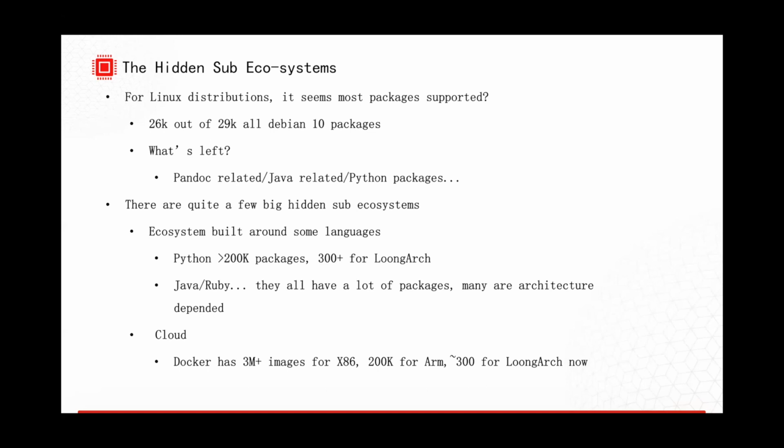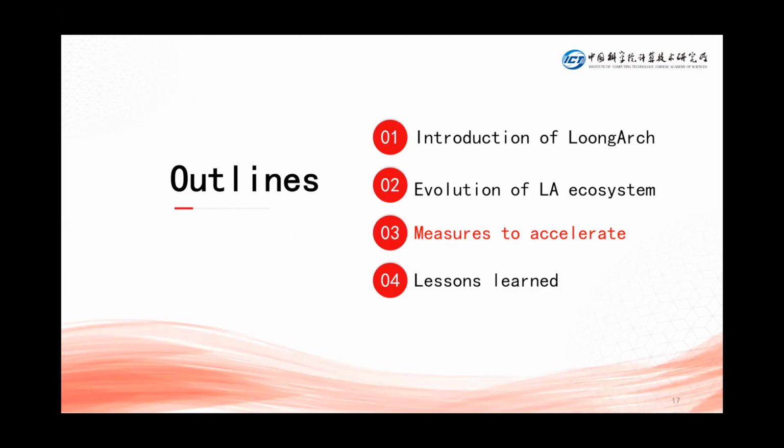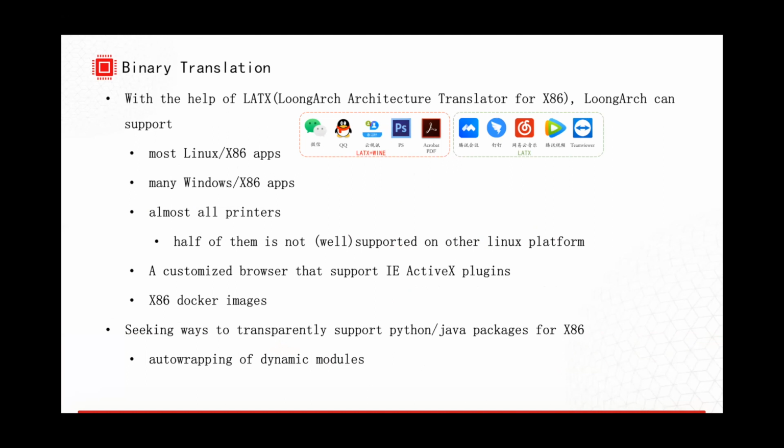Most important major one is okay now, but we have still a lot to go. Next, I will talk about some measures we used to accelerate the evolution of the LoongArch ecosystem. The first one is binary translation. With the help of the binary translator, we call it LAT, a short name for LoongArch Architecture Translator for x86.